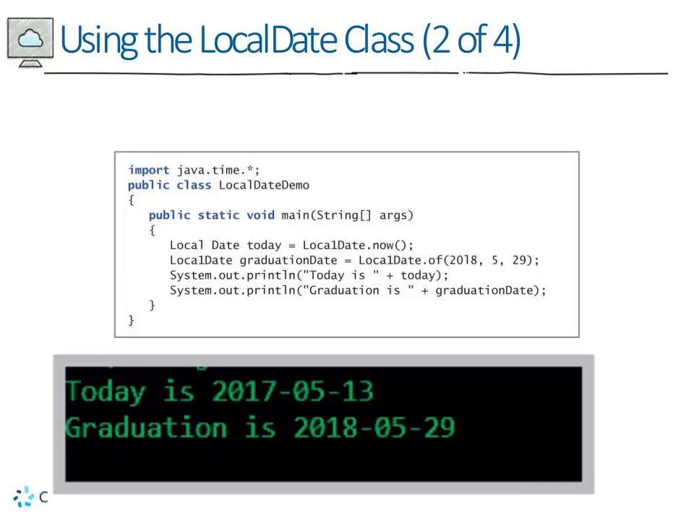The two System.out.println lines display the LocalDate objects, and we can see they are string type. They separate the year, month, and the day by a dash.